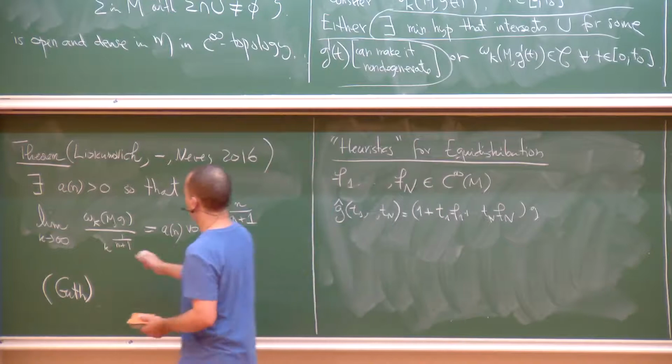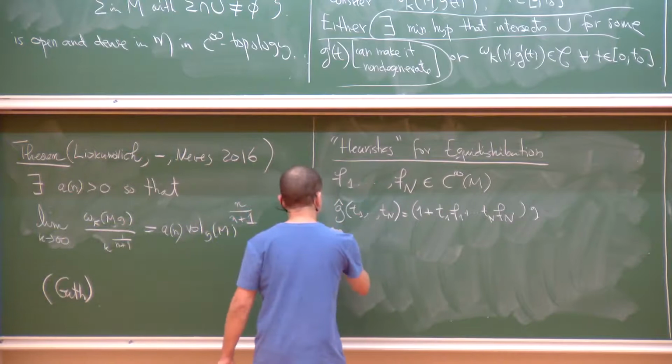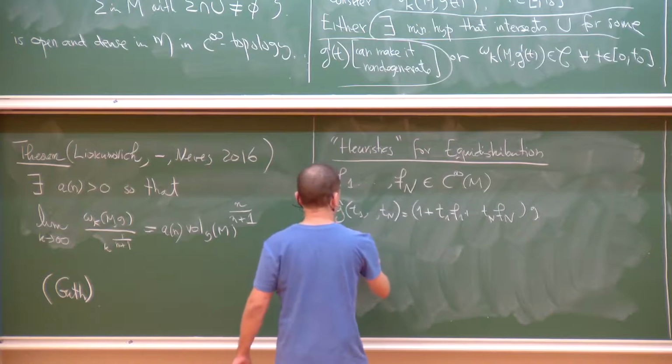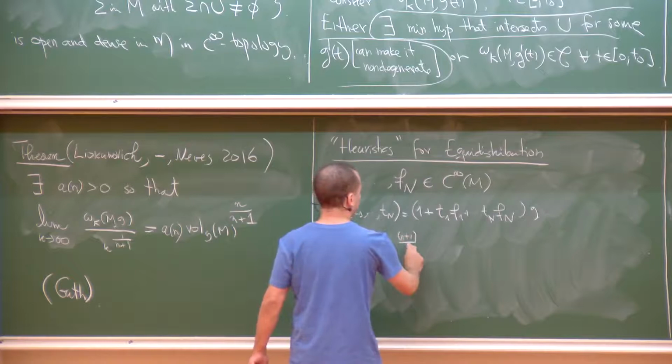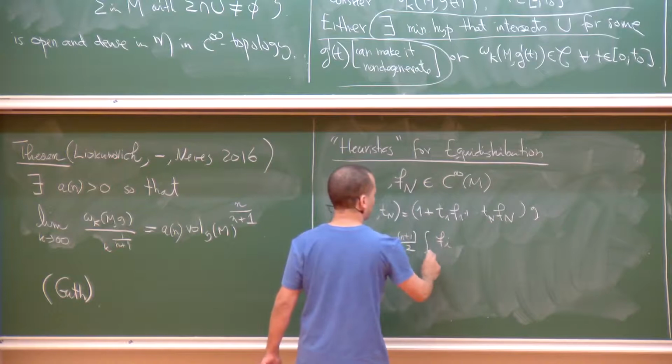So the point is that if I differentiate, say, with respect to t_i, the volume of M, say at t equals zero, it's easy to do because I have an explicit formula. It's going to be (n+1)/2 times the integral of, in this case, the function f_i on M. So this is the derivative of the volume.